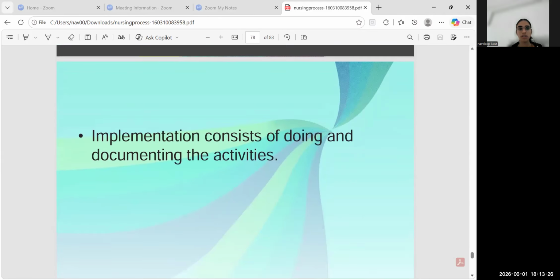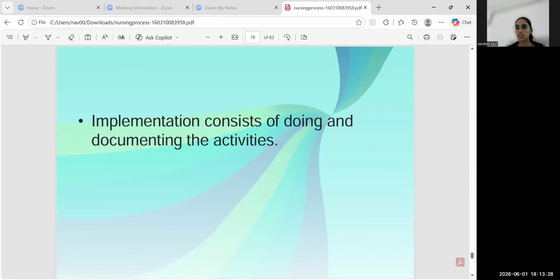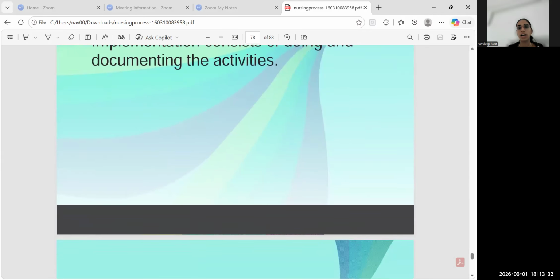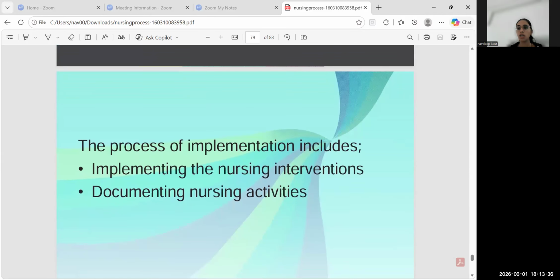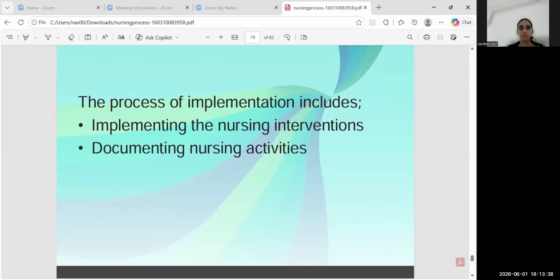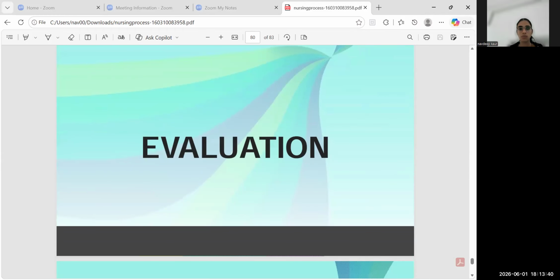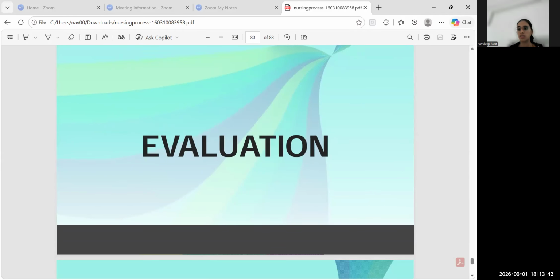Next is the implementation. Whatever steps we are taking, we are going to implement those steps, and with that step, patient needs are to be met. And the last one is the evaluation.